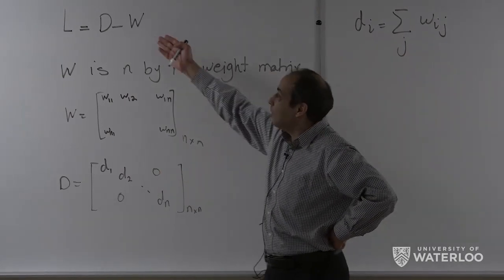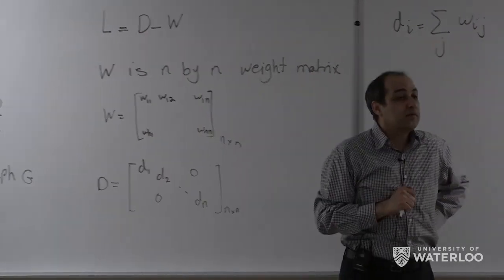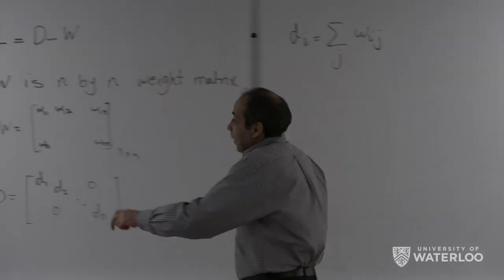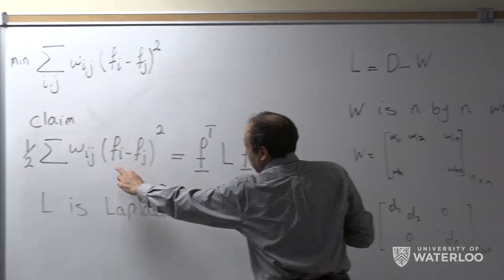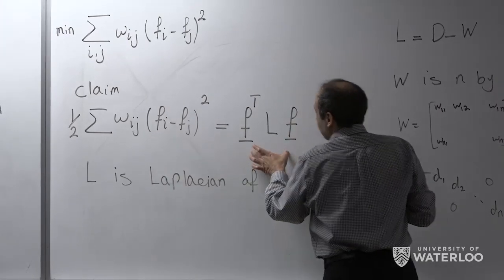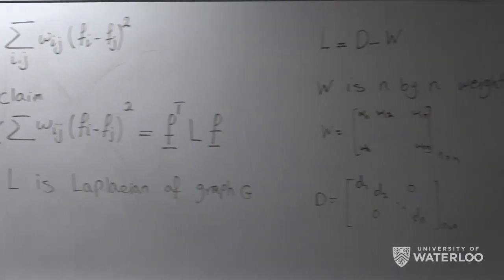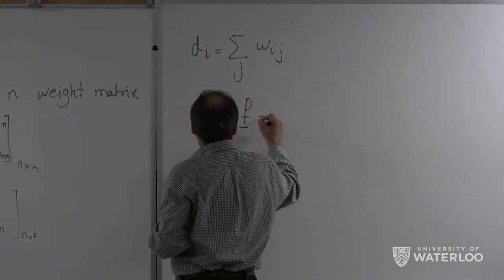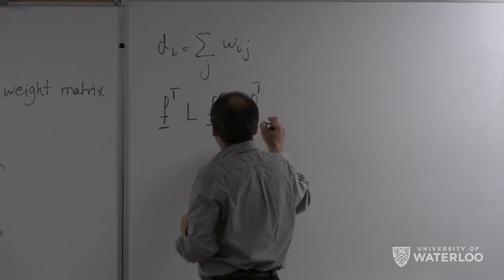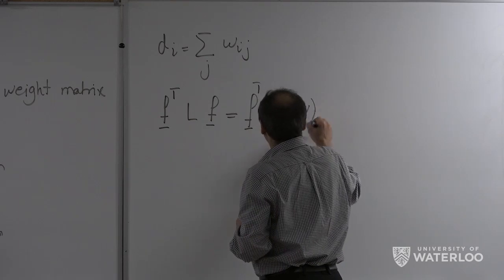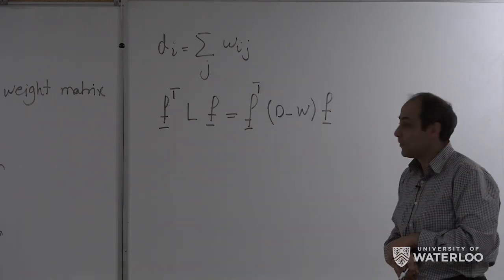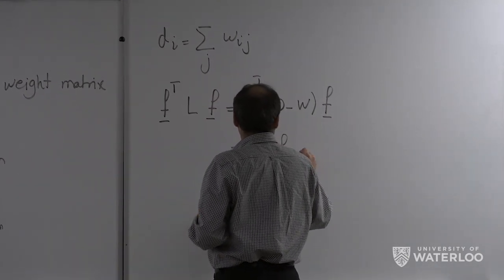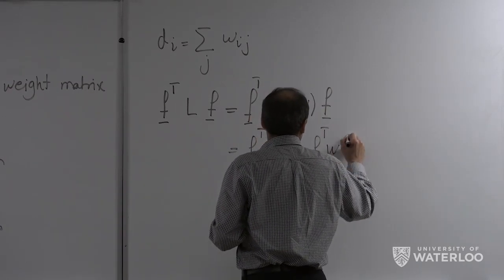Okay, now if you compute D minus W, this is the Laplacian of the graph. And Laplacian has some properties. But now I have to prove this claim that minimizing this cost function is equivalent to minimizing this cost function. So if you look at this quantity, F transpose LF, it is basically F transpose (D minus W) F, which is F transpose DF minus F transpose WF.